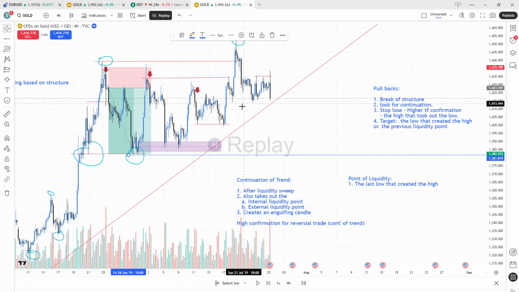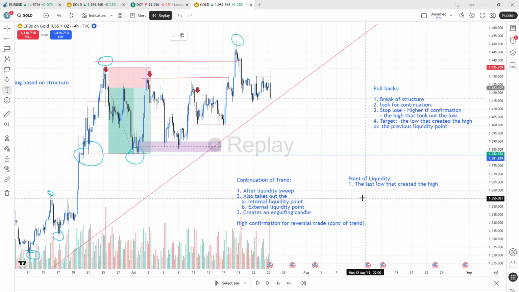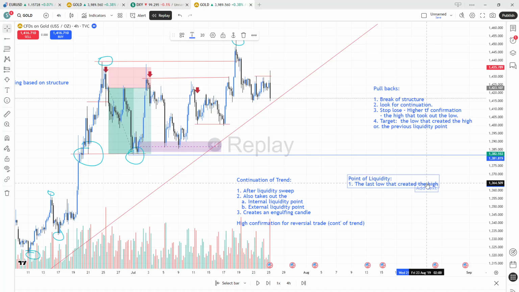Do you guys see that? Sweep, internal, external for, so, okay, well, no, I'm not gonna add right here. Delete, okay, sweep.